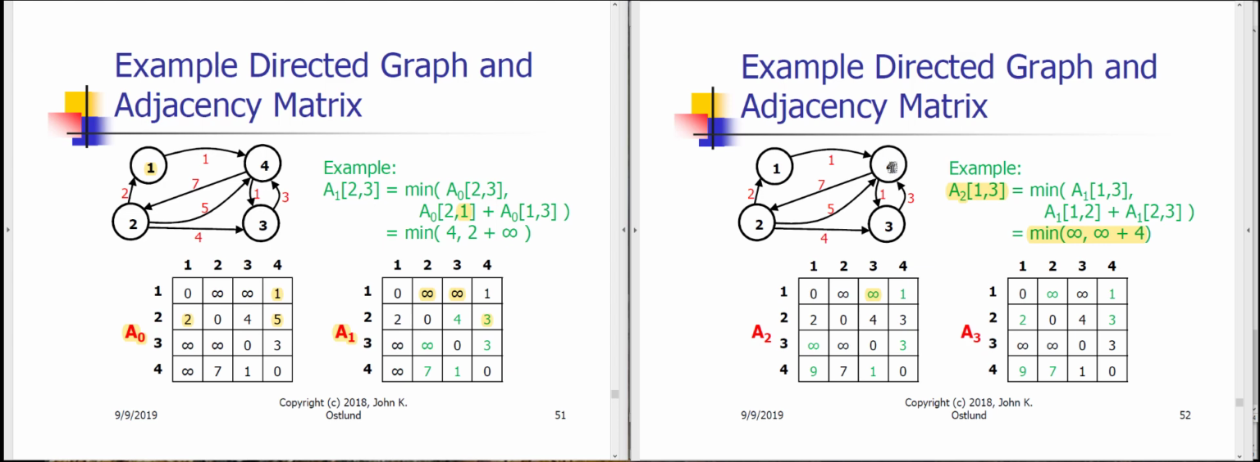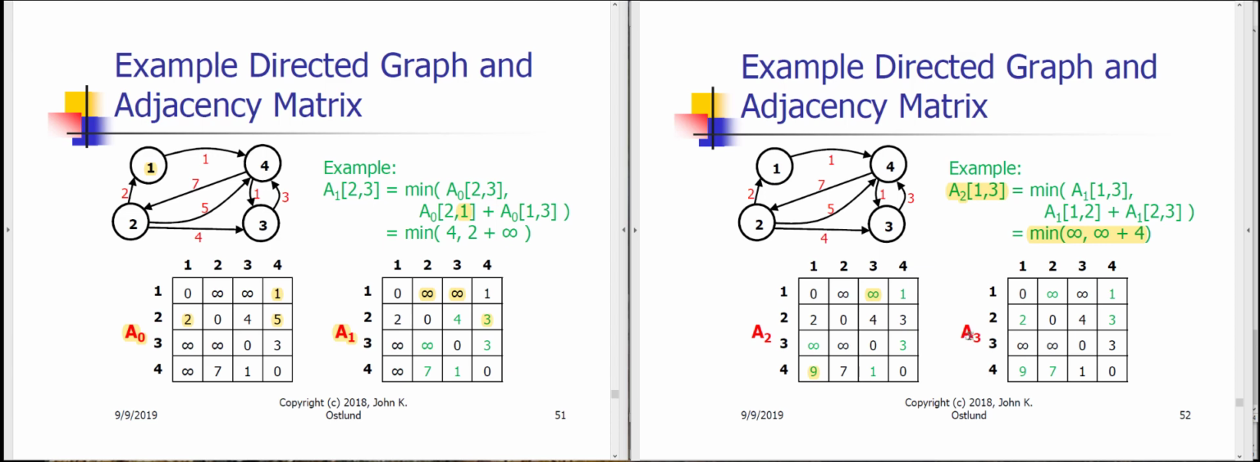Okay, so now instead of not knowing about any connection between node 4 and node 1, since we're allowed to use node 2 as an intermediate node, we now have a connection that takes us 9 hours. So we're able to fill in A sub 2, 4 comma 1, with 9 rather than the infinity we had back in A1.